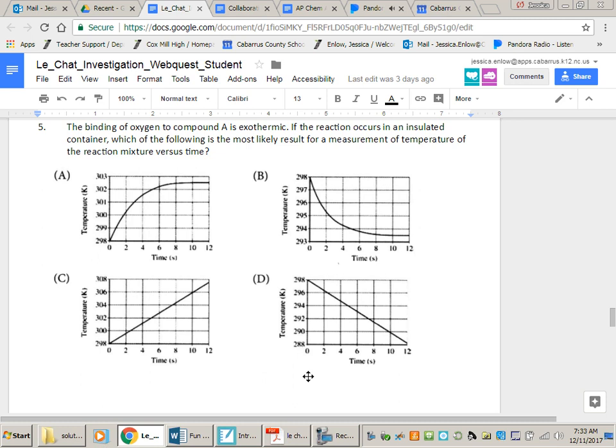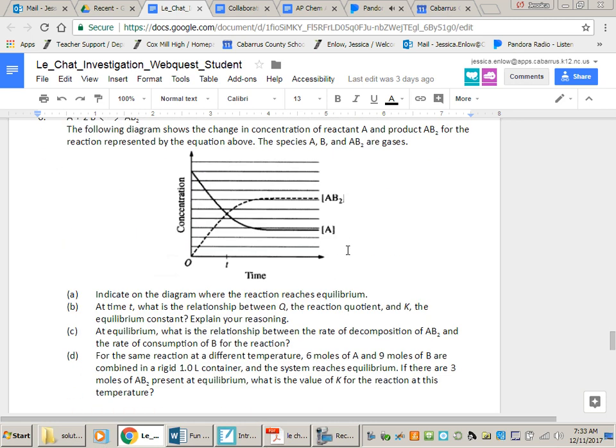Good. Now 6 was a little bit more elaborate. At what time did you indicate reaching equilibrium? What were you looking for? Zero slope, right? So we're looking for right here someplace to show that equilibrium is achieved, because both forward and reverse reactions are equal. At time t, what's the relationship between Q and K? Was Q greater than, equal to, or less than K?